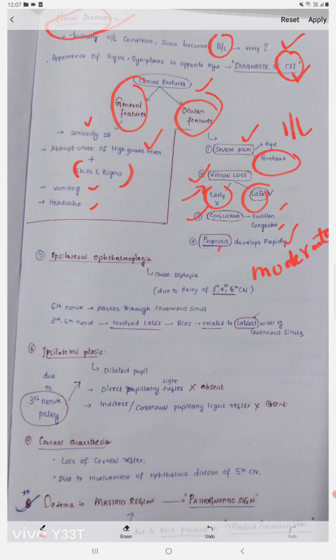Okay. So the next feature is the ipsilateral ophthalmoplegia. What do we mean by the term ophthalmoplegia? It is nothing but the weakness or paralysis of the ocular muscles, okay, due to cranial nerve palsy, that's why.